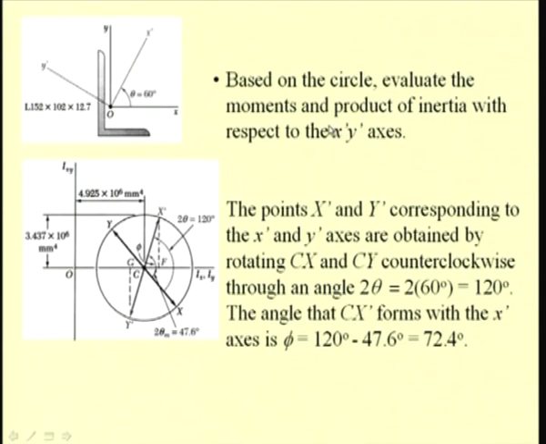We can also determine the product of inertia with respect to a rotated axis. Like we are interested to find the product of inertia with respect to an axis Ox prime y prime, which is rotated by 60 degrees in the counterclockwise direction. So, in our original diagram, where we have this XCY as the diametrical line corresponding to Oxy, we have to rotate counterclockwise by 2 theta, that is 120 degrees, and we get this axis, that is X prime C Y prime.